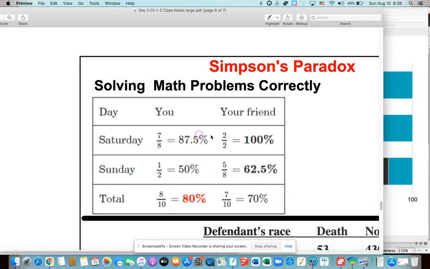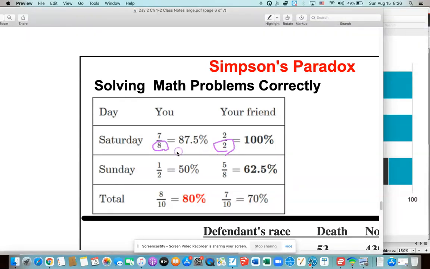This is a math problem. You and your friend do some math problems on Saturday. On Saturday, you do 8 problems and get 7 of them right. Your friend gets 2 out of 2 right. So it looks like your friend has a higher percentage, 100%, and you only had 87% correct. Now you've got to keep in mind it's the numbers that are causing what we're going to see here.